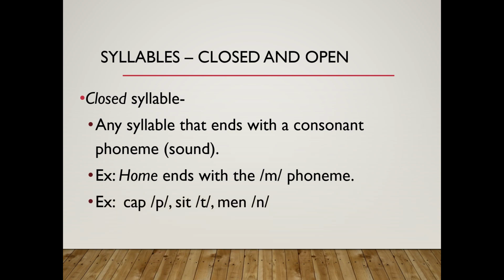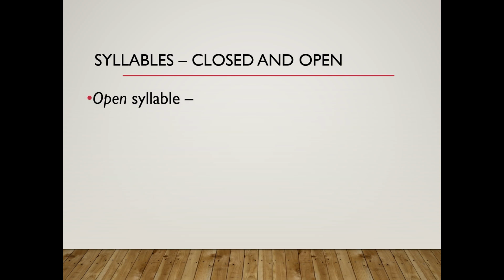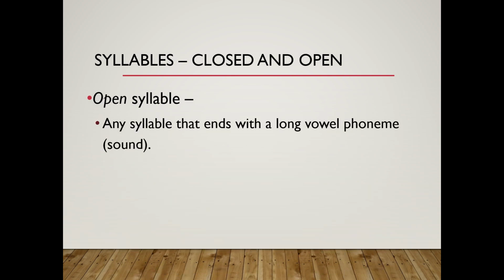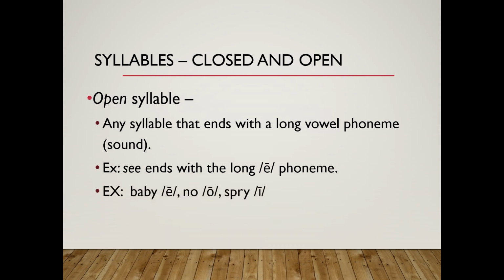The word cap is another example. That P sound at the end of cap indicates that this is a one-syllable, closed syllable word. Open syllables, as you might expect, end with a long vowel sound. So we're going to have the word see with the long E sound. You'll see that it ends in its name as well. Baby. The E sound indicates an open syllable there.